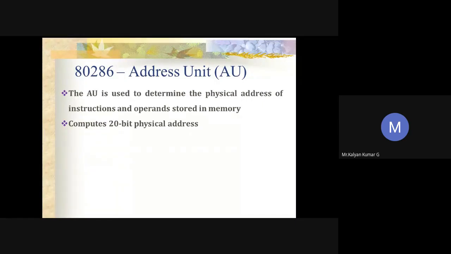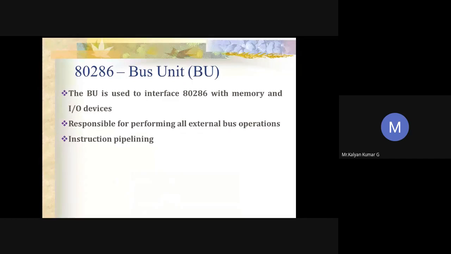Then moving on to the second unit, called the bus unit. What is the function of the bus unit? The main function is to interface the 80286 with the memory and IO devices. Here it has a 16-bit data bus and a 24-bit address bus, and it also has a control bus. I repeat, the 80286 has a 16-bit data bus, 24-bit address bus, along with a control bus.